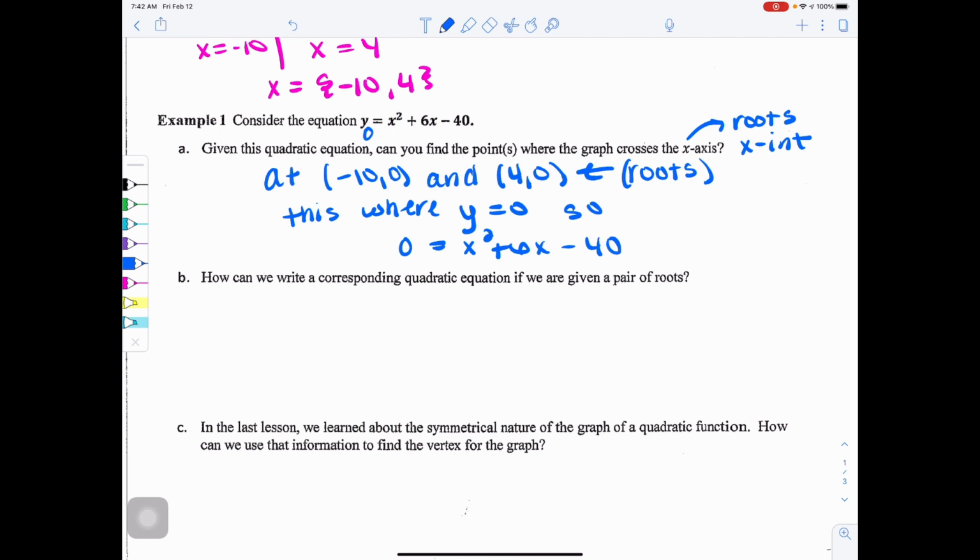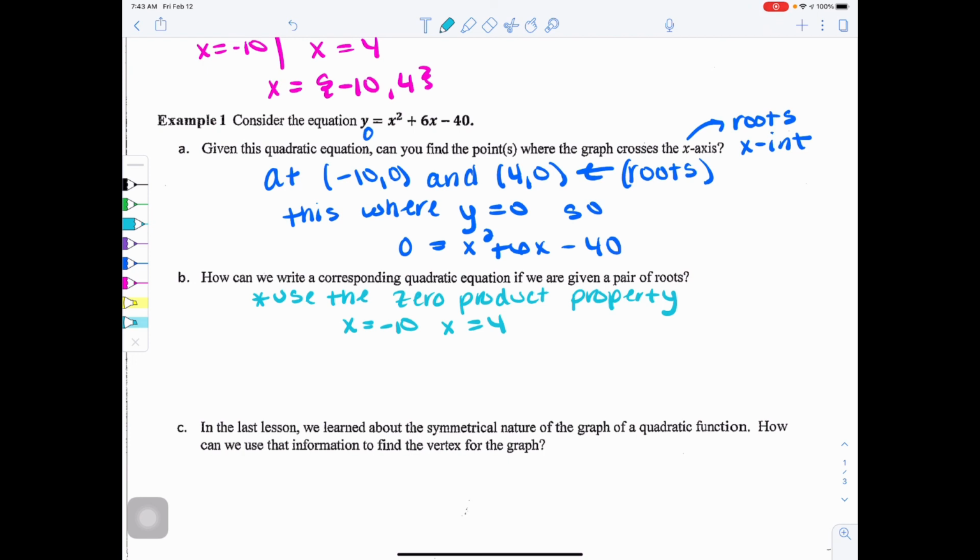Now in B, how can we write a corresponding quadratic equation if we are given a pair of roots? So we are going to use the zero product property to basically work backwards. So let's say we already had the roots. That's what this question is saying. So you have a pair of roots. So for us, it was x equals negative 10 and x equals 4. Let's say they gave us the roots first instead of having us solve the quadratic. Well, how do we work backwards from that? Well, think about how the zero product property works.